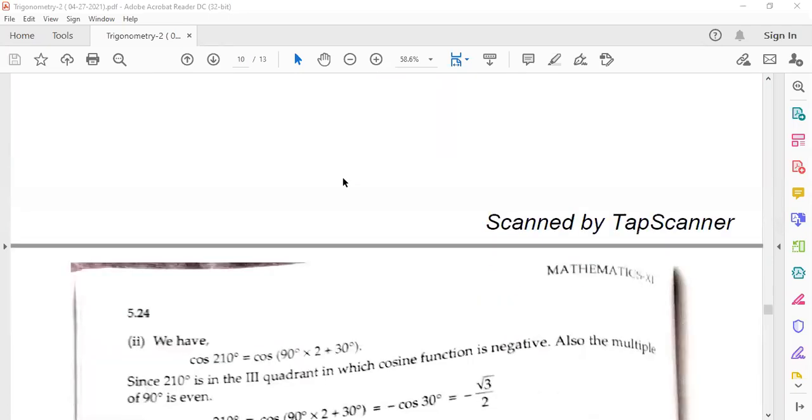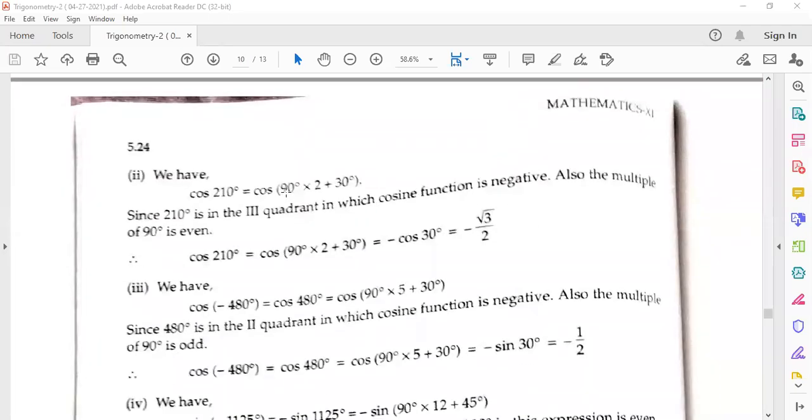Now look at the problem: 90 into 2 plus 30 degrees gives minus root 3 by 2. As the multiple of 90 degrees is even, cos will remain cos, but the total angle is in the third quadrant. In the third quadrant cos is negative, so the negative sign comes and cos remains cos 30. Clear?